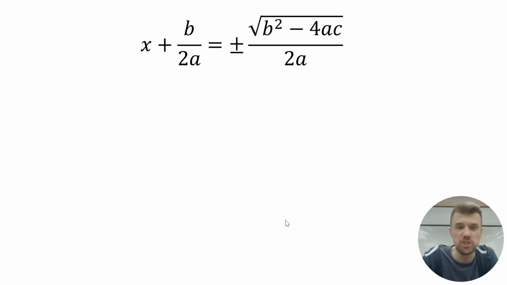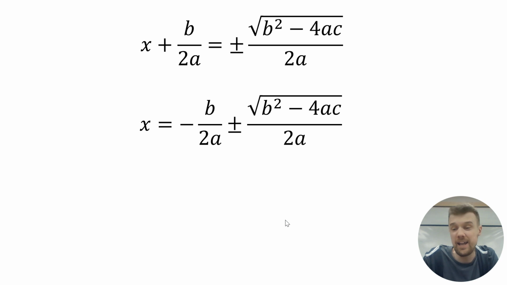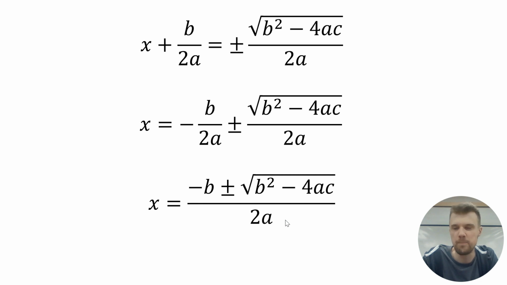And we're almost there. The only thing we've got left to do is take away the b over 2a from both sides. And of course, to make it the format we're used to seeing, we've just got to make it one big fraction. And there you go. Amazing. The quadratic formula. We have reached the final answer.